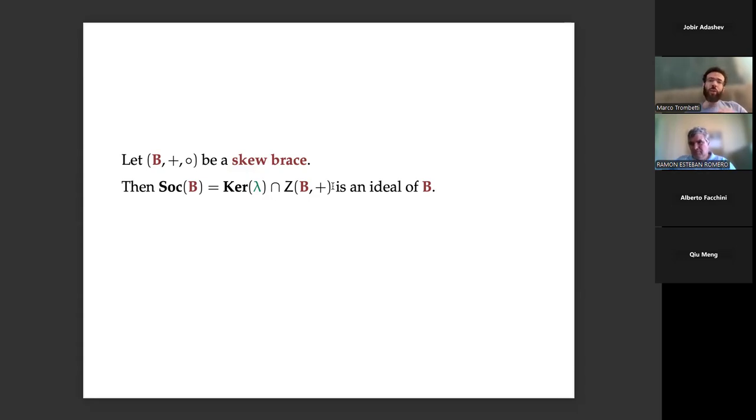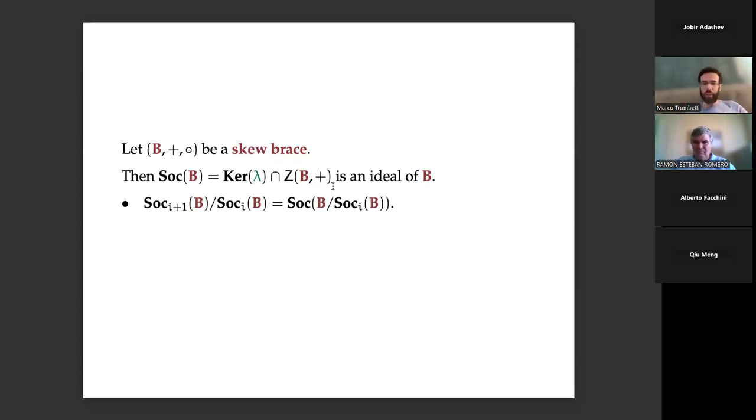And well, you get the socle, but we need to define a nilpotency concept here. As I told you before, we need to iterate, because nilpotency goes by iterating. So you need to define, well, I did not write it, but the zero socle is just the sub-skew brace, or the subset if you wish, made by the zero of the skew brace, which also coincides with the one of the skew brace, but you should probably know that.